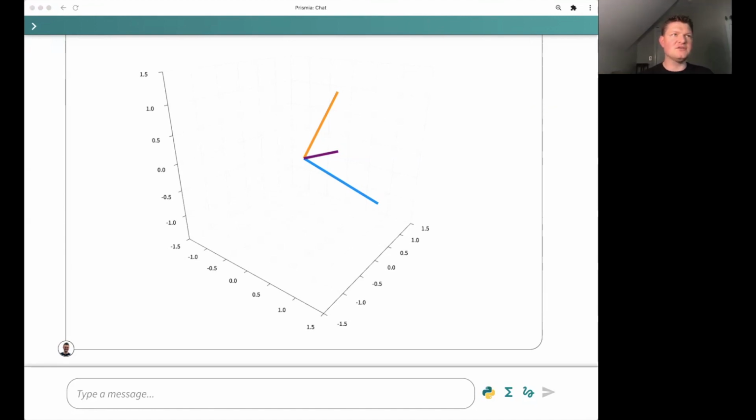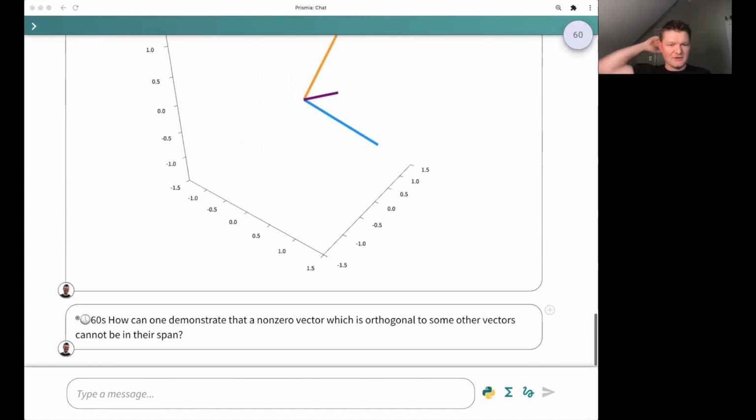And last time we also talked about this idea, which I want to review because I think it's a beautiful idea and it's worth remembering. How can we show that a non-zero vector, which is orthogonal to some other vectors, cannot be in the span of those vectors?